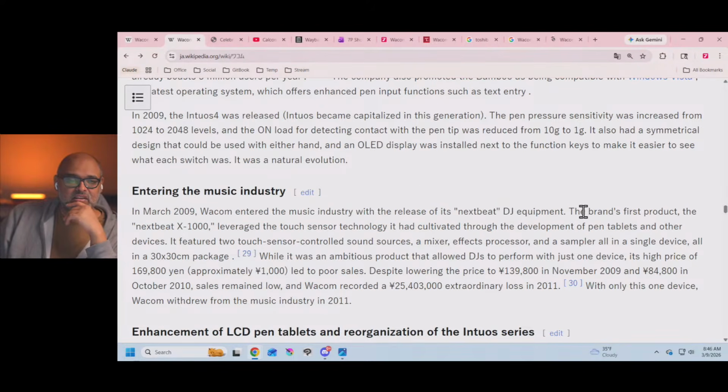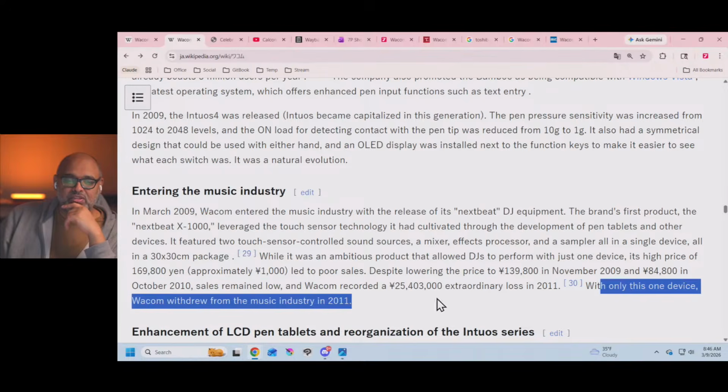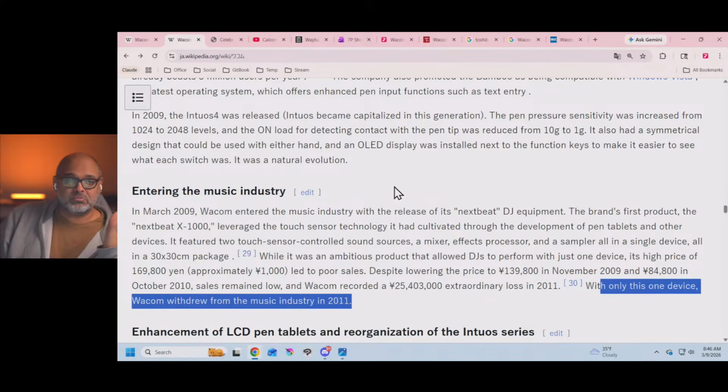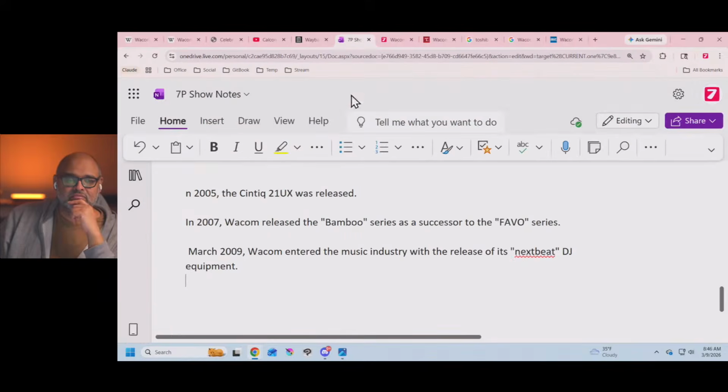The brand's first product, the Next Beat 2000, leveraged touch sensor technology it cultivated to develop pen tablets and other devices. It was an ambitious product that allowed DJs to perform with just one device. High price led to poor sales. So it was a big loss. With only this one device, Wacom withdrew from the music industry in 2011. So they were there with one product for 2 or 3 years, and then they abandoned. Can't blame them.